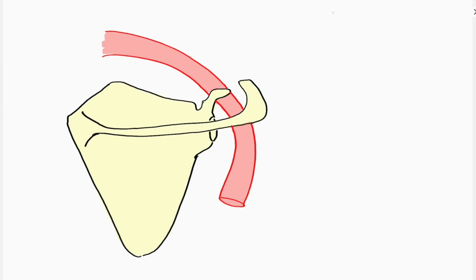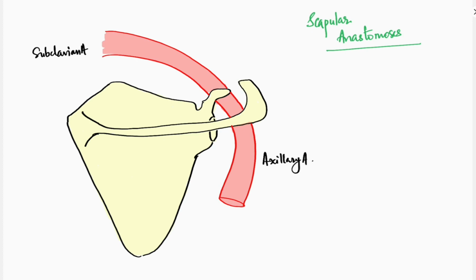Hey everyone, this is a session on scapular anastomosis. The scapular anastomosis is formed between the branches of subclavian artery and the axillary artery. The branches of these arteries form anastomosis over various regions of scapula.